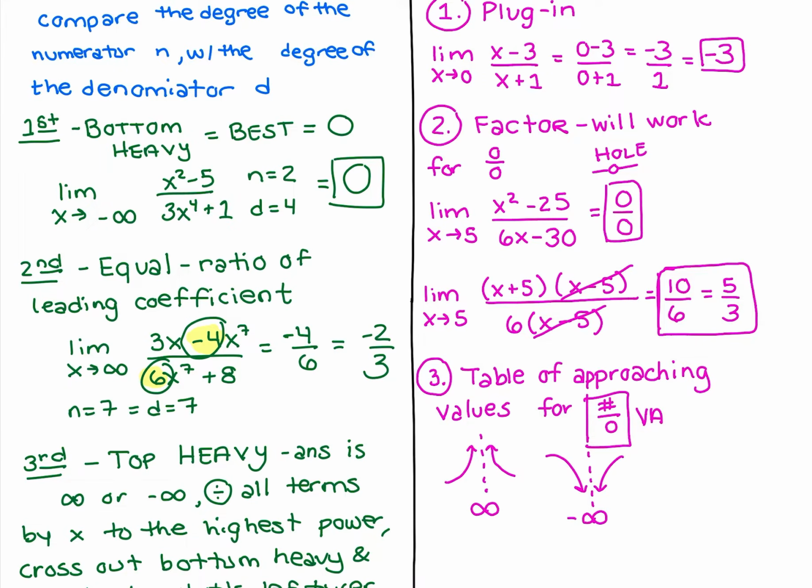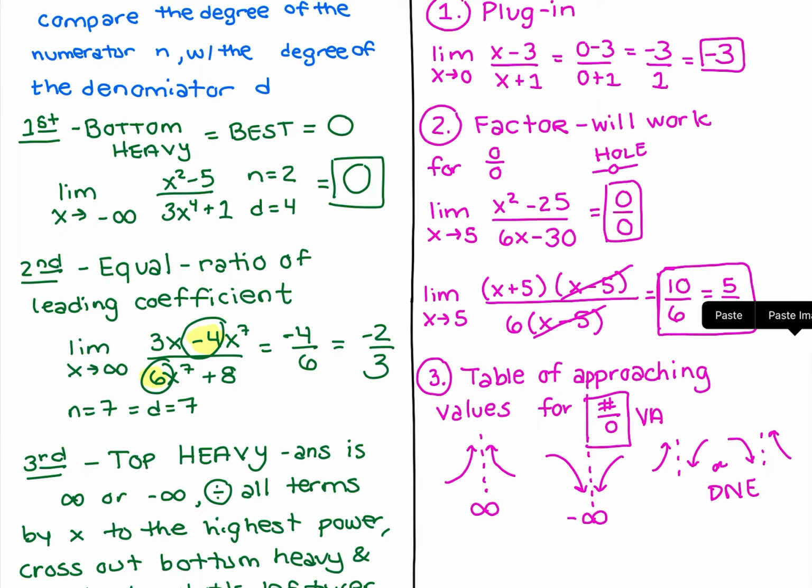And then our last option is that our arrows could be going to different directions. Up, down, or down, up. The limit here would be DNE. Does not exist. From the left and the right, you don't get to the same number.